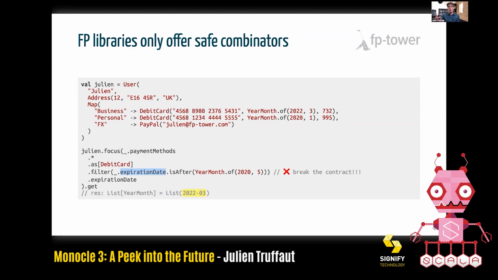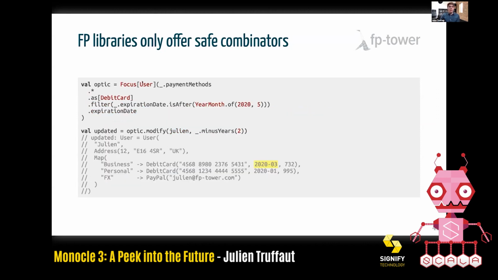And then we focus into the expiration date. So now we only have one result because this one is after May 2020, this one is before. So we only focus into this guy. Perfect, that works. Now imagine we extract this optic into a value just to make it simpler.